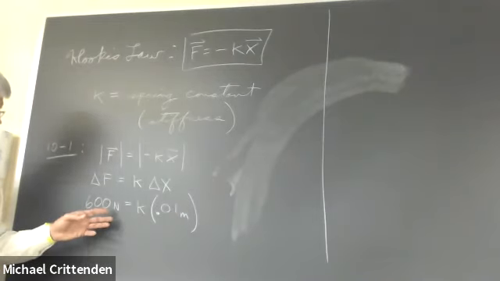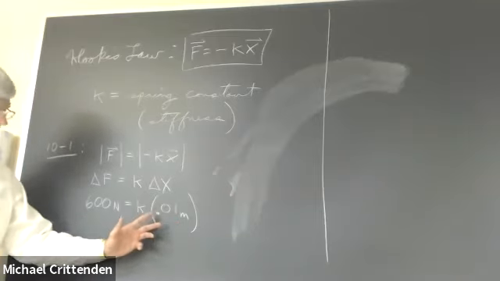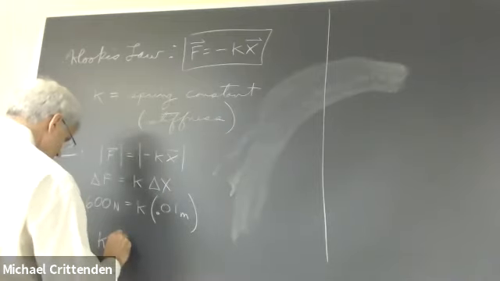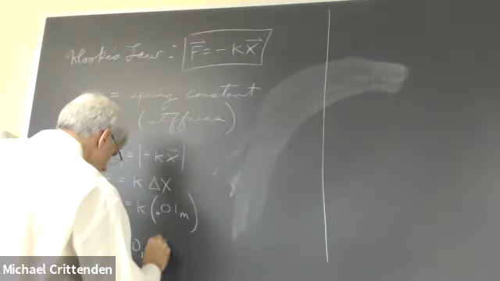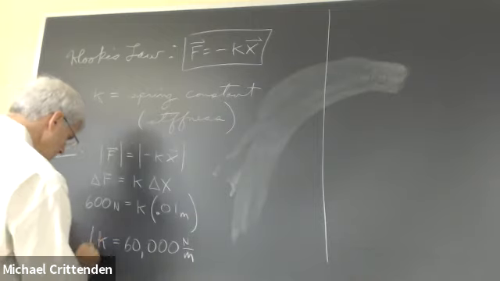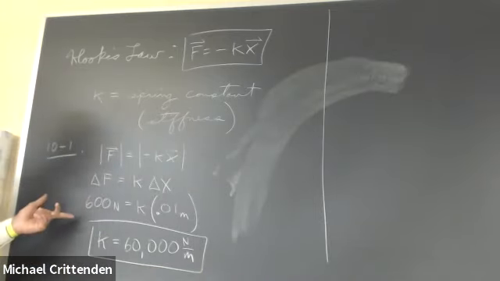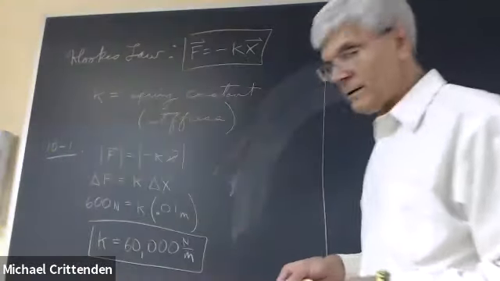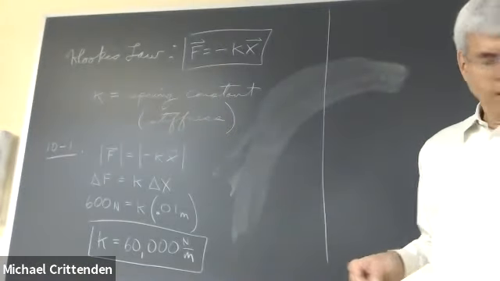if you want the spring constant to come out in newtons per meter, you have to convert the centimeter into meters. So you divide both sides by 0.01 to solve for k, and k comes out 60,000 newtons per meter.